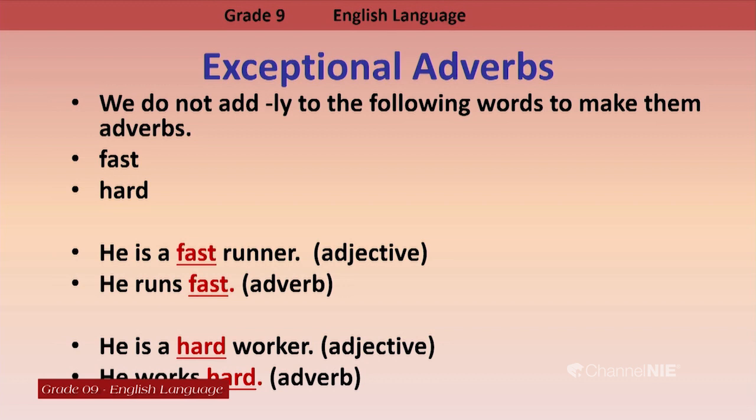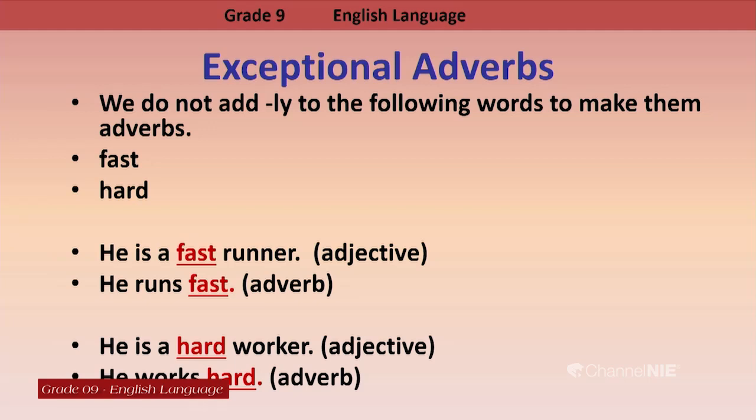Right. So, this is very important. There are some exceptional adverbs. We do not add "ly" to the following words to make them adverbs. Normally, when we make adverbs, we add "ly" to the end. Kindly, happily, angrily. But for these two base words, we do not add "ly" at the end to make them adverbs. Fast and hard. So, there are some examples for you. He is a fast runner. He runs so fast. So, the fast there is an adjective. He is a fast runner. He runs fast. That's an adverb.